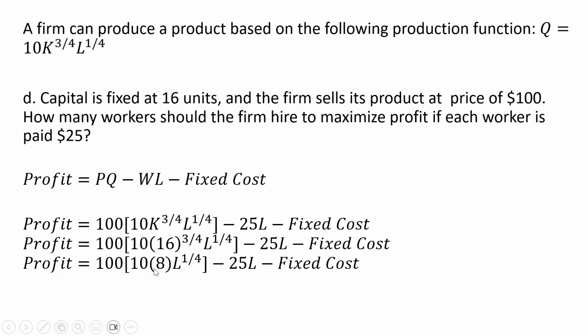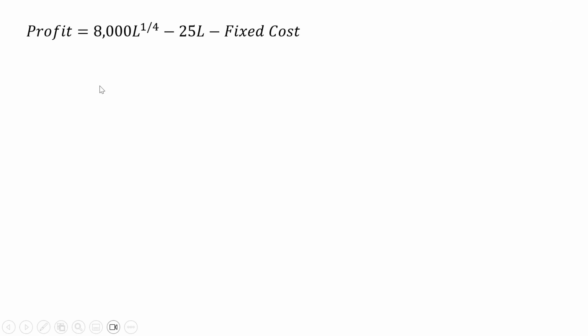Simplifying in the brackets, and simplifying some more, we get the following profit function when capital is fixed at 16, the price is $100, and workers are paid $25. Just rewriting that last result. Now we're going to maximize profit by taking the derivative of the profit function with respect to our choice variable. And what the firm has choice of is the number of workers. Capital is fixed at 16, so we can't adjust on that margin. We can adjust the number of workers.